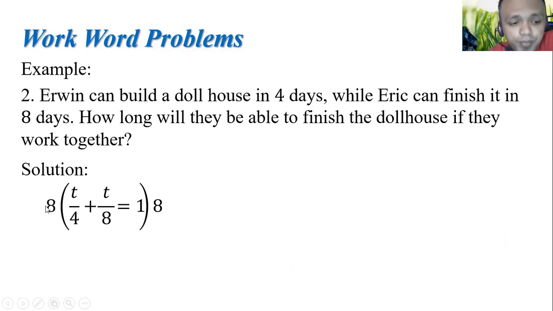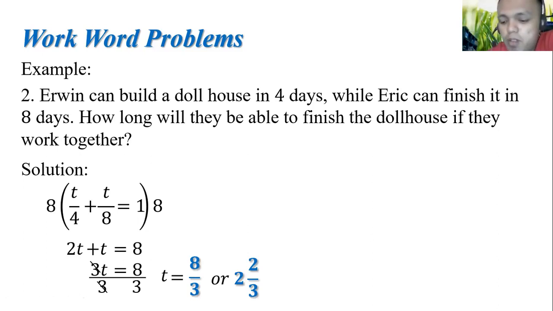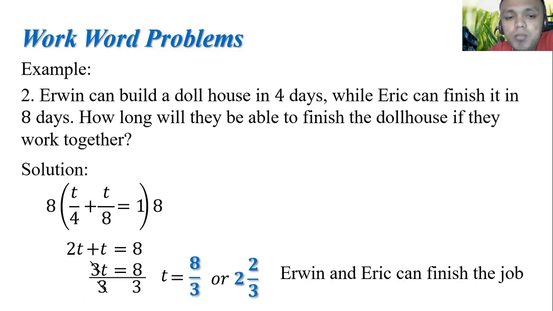Then multiply both sides. 8 divided by 4 is 2 times T, 2T. Then 8 divided by 8, or simply cancel out ng 8, then we have T equal to 1 times 8 is 8. 2T plus T is equal to 3T. Then divide both sides by 3, cancel this out, we have T is equal to 8/3 or 2 and 2/3. Okay? 2 and 2/3 days ang makukuha lang nila if they work together. Okay? Erwin and Eric can finish the job in 2 and 2/3 days.